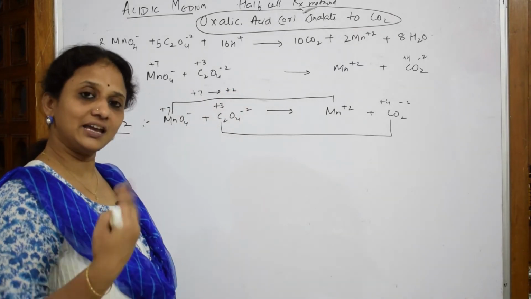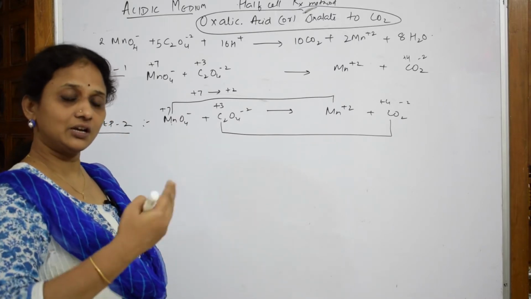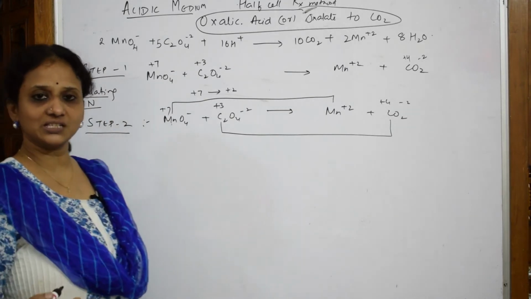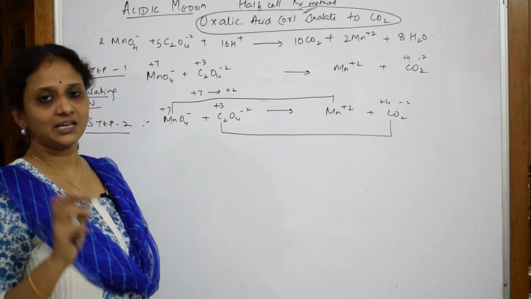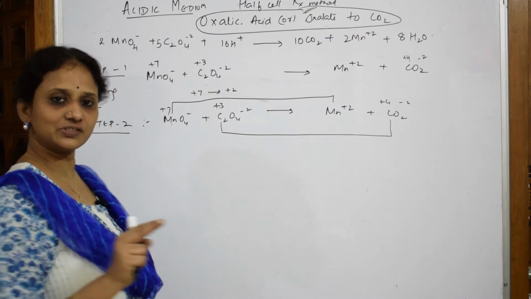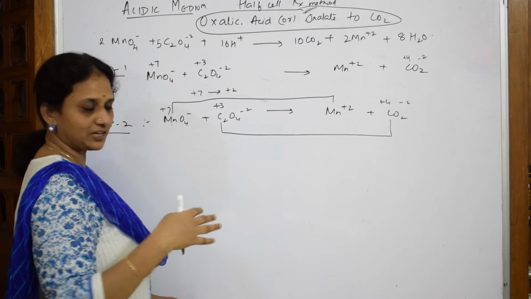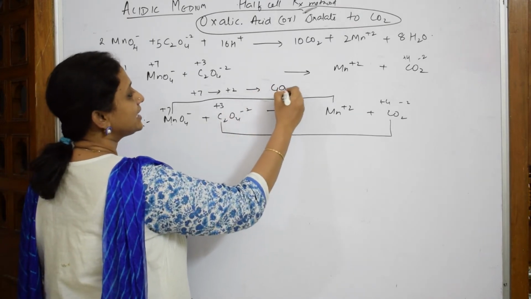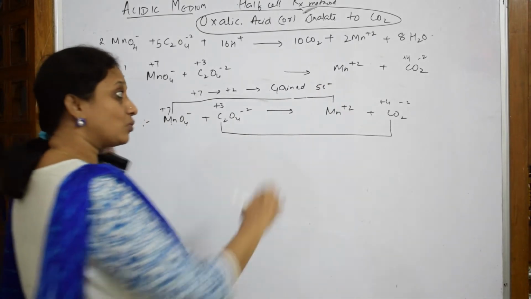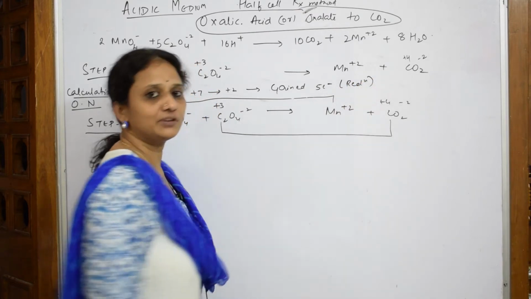So what happened? It started gaining electrons. Earlier it was plus 7, and it has gone to plus 2. Don't get confused: higher oxidation state to lower oxidation state means it has gained electrons and underwent the reduction process. Gaining electrons is reduction. From plus 7 to plus 2, how much? It's 5. So how much has it gained? It has gained 5 electrons. When it gains 5 electrons, what process has it undergone? Reduction. Gain of electrons is reduction.